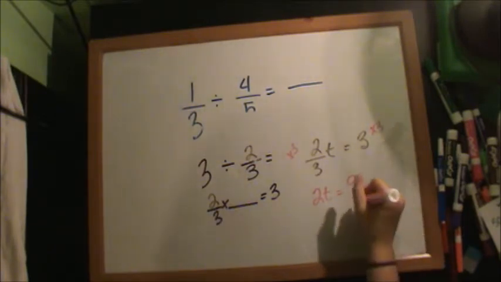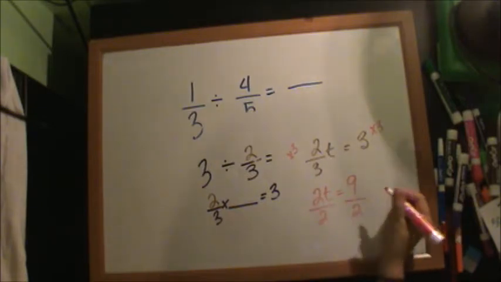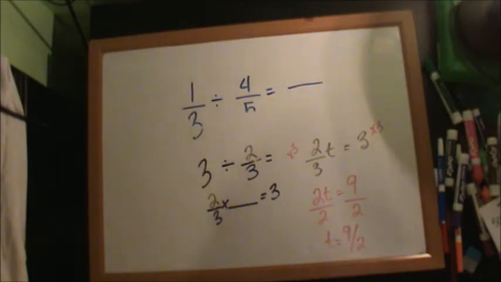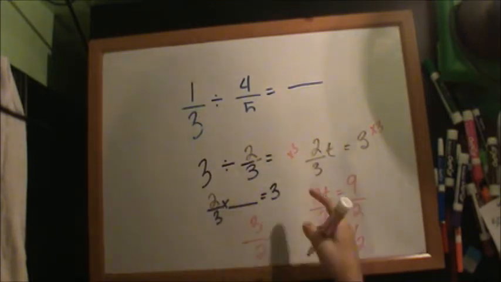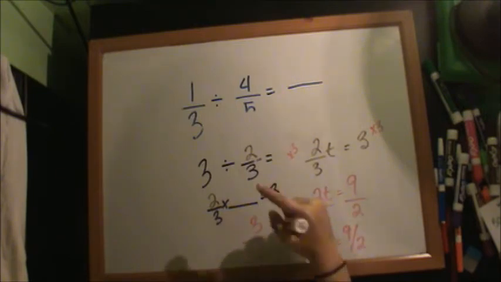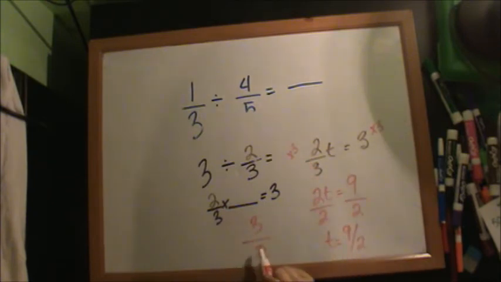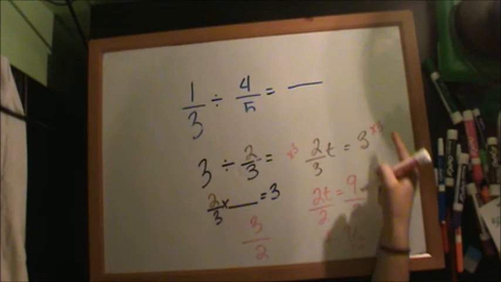Now what are we going to do? We're going to divide both sides by 2 in order to get t by itself. So t equals 9/2. So by doing that, essentially, we multiplied by 3 and divided by 2 in the next step. That is why you can flip to the reciprocal and it still works as division. Since you're changing the sign, when you do this part, it's just a shortcut to do this.